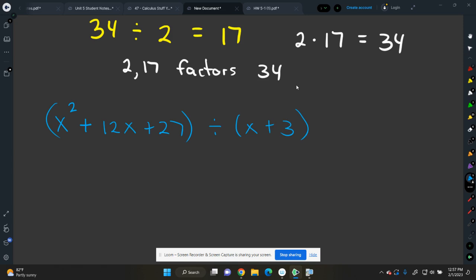Don't do tabular. You have to use synthetic division. Yes, you absolutely do. Hey guys, you absolutely have to use synthetic division. I'll show you how to do it.